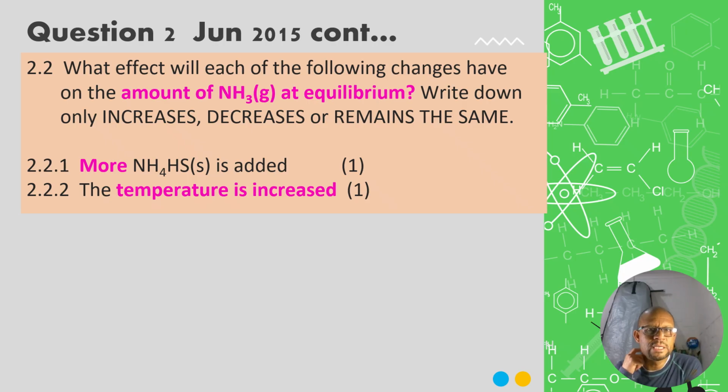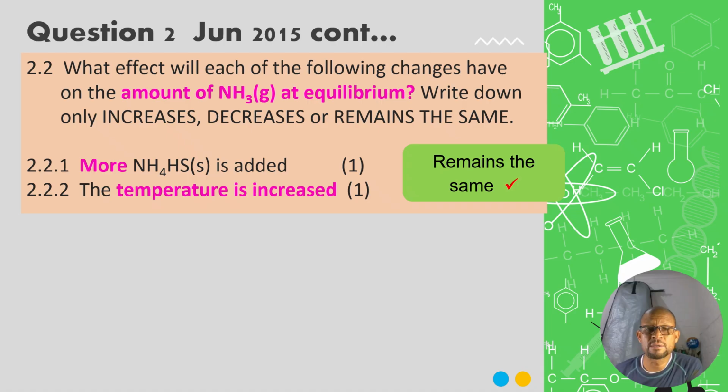What effect will each of the following changes have on the amount of ammonia at equilibrium? Write down only increase, decrease, or remain the same. 2.2.1. More ammonium hydrogen sulfide is added, and here the answer is remain the same. Why? If we take note that the phase of the substance here is a solid, and solids will not affect the equilibrium at any given time. So it remains the same.